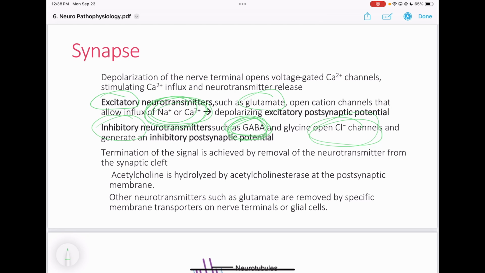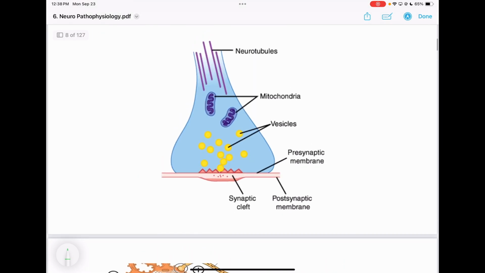And when those chloride channels open up, what happens to the membrane potential? Does it get more negative or more positive? More negative. We're adding chloride, Cl minus. So it becomes more and more negative. Are we coming closer or further away from the threshold? Further away, harder to get to the threshold, harder to get an impulse. It's inhibitory. And termination of that neurotransmitter, either we reuptake the neurotransmitter, we break it down, or it's taken up by other cells or metabolized.